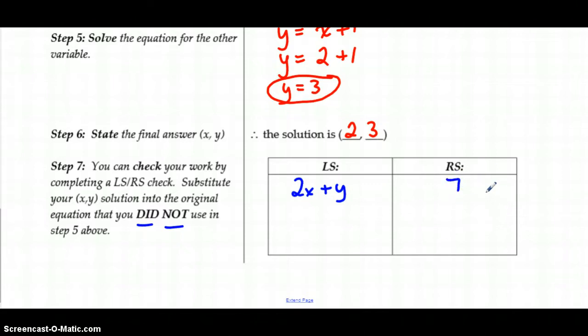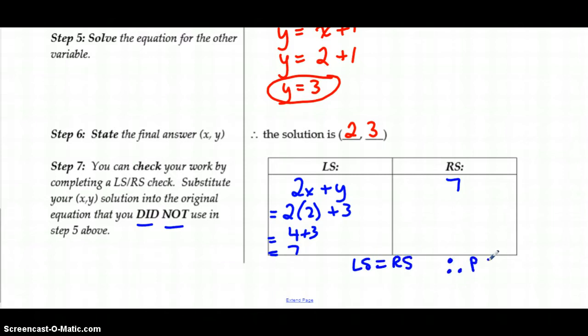So you'll see here there's no math to do. This side I'm going to substitute my numbers in. So x is 2, y is 3. Just do my BEDMAS math, so 4 plus 3. And the left-hand side I get 7. Right-hand side is also 7. If the left side and the right side are equal, we know that our answer is correct. So the point of intersection is 2, 3.